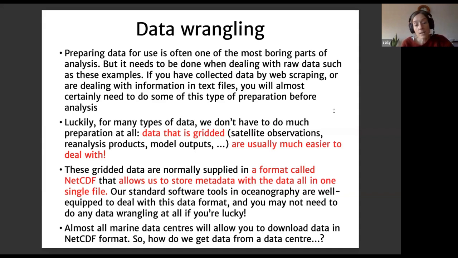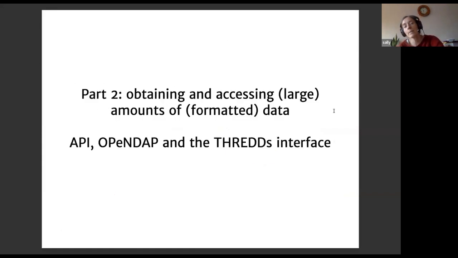So this brings us on to the second part, which is how do we get data from a data center? We're going to be talking here normally about fairly large amounts of data compared to the cases we've just been talking about. Normally they're pre-formatted in some way. And we're going to be talking about APIs. This is technically how the transfer takes place. And we're going to be talking about the OpenDAP and the THREDDS interfaces.